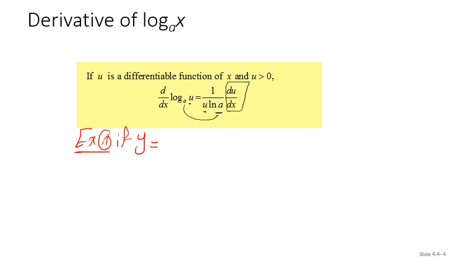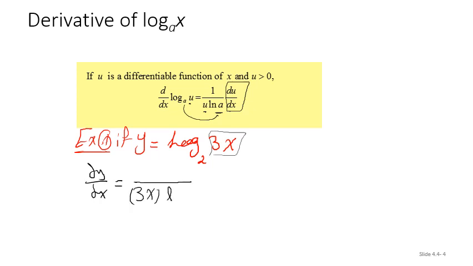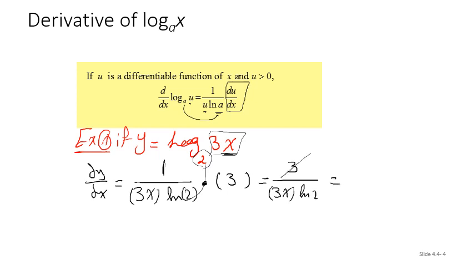For example, if y is equal to log base 2 of 3x, so dy by dx, the left hand side is equal to 1 over the function, ln of the base, which is 2, multiplied by the derivative of 3x, and the derivative of 3x is 3. So it can be written as 3 divided by 3x multiplied by ln of 2, and by cancelling 3 it's 1 over x ln of 2.